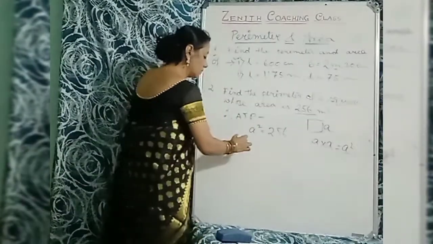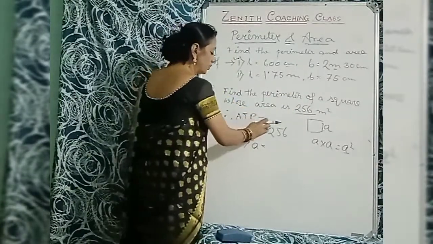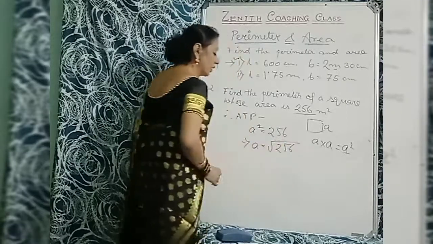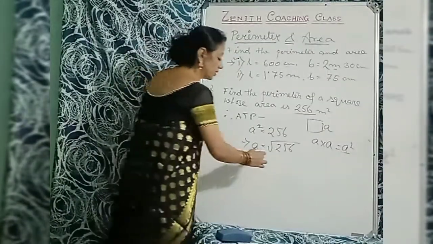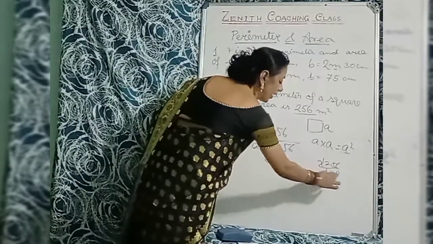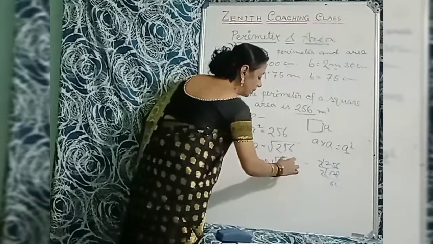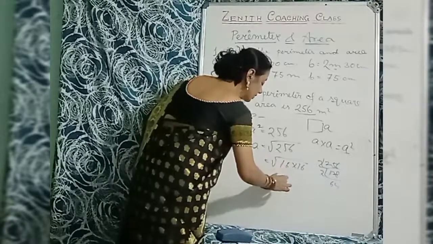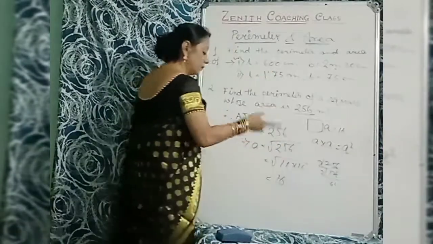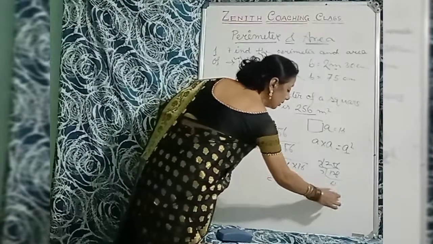So A equals, if you take out this square, you have to take the square root of 256. So A equals the square root of 256. You will factorize 256 by 2, 128. That's why I am writing 16 multiplied by 16. That is 16. So A equals 16, that is side equals 16 meter. Therefore, you have to write, side equals 16 meter.